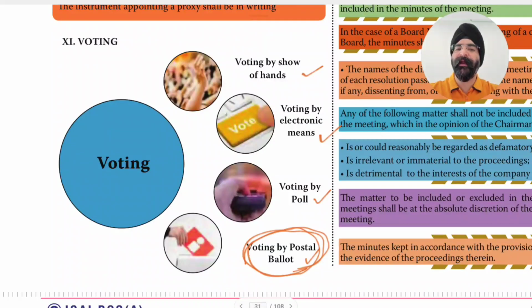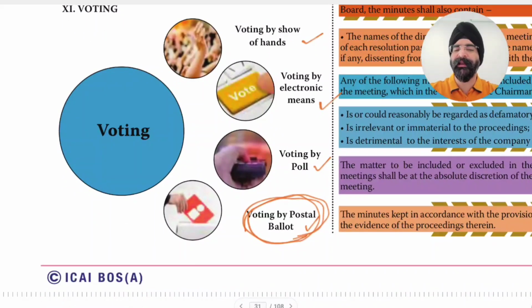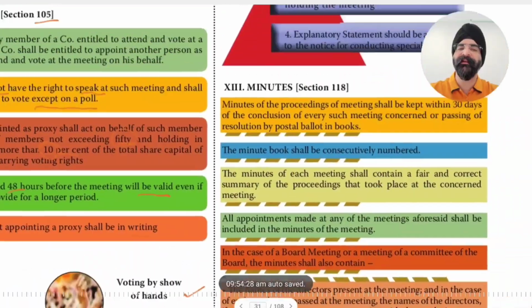Voting by show of hands and voting by poll happen at the meeting physical venue, and there is the concept of voting by electronic means, which is mandatory for listed companies. Even postal ballot is mandatory for listed companies in certain cases.